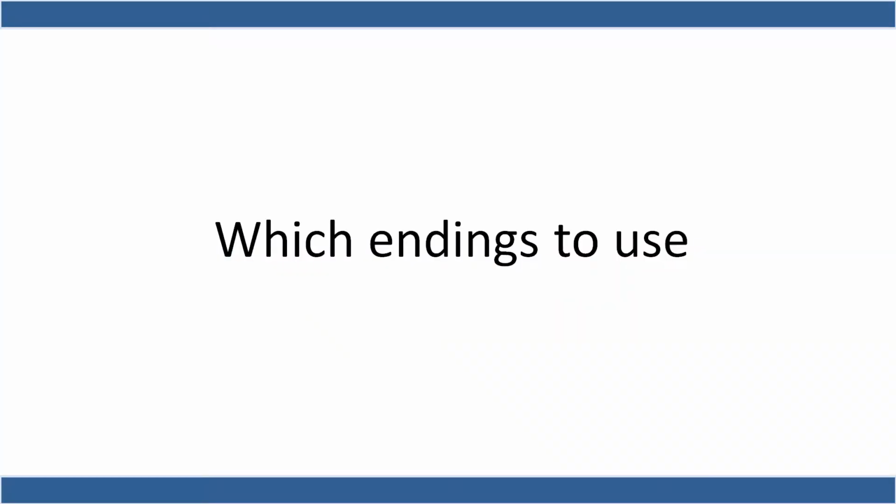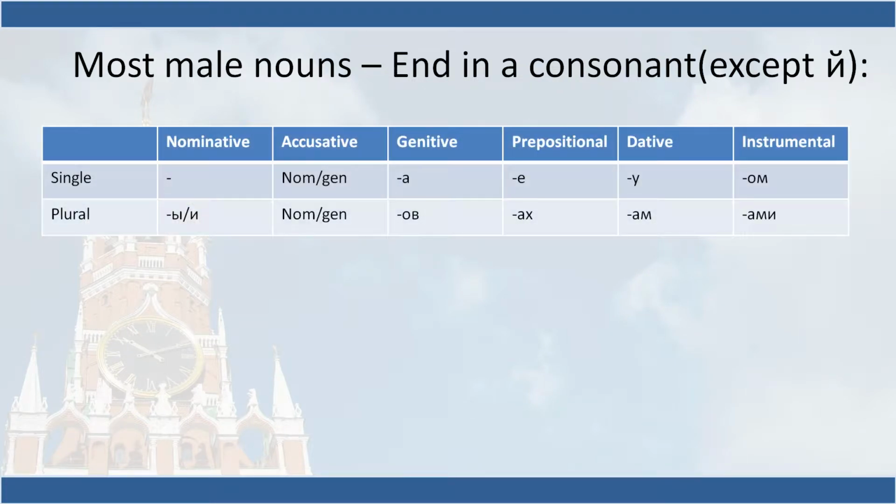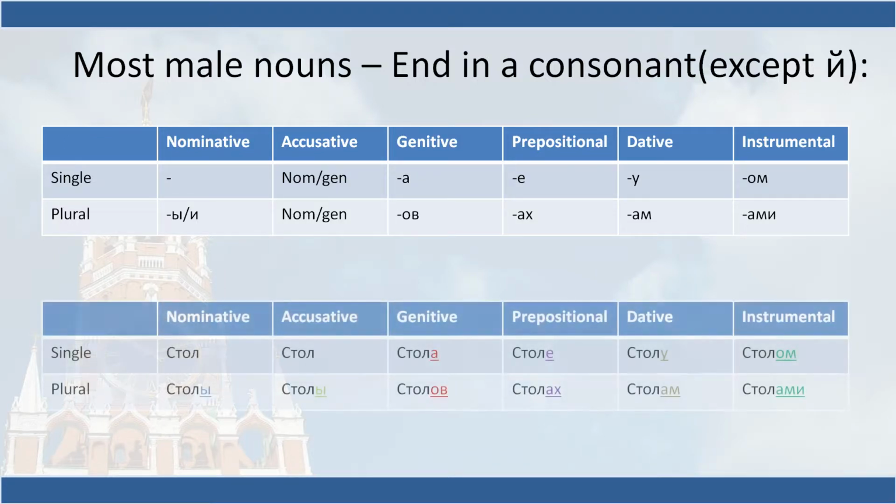Which endings to use? For this you have to memorize declension tables. Here is normally what they look like. I, however, learned through different tables. I used this order. This is for most male nouns except for when they end in this letter. I'm only going to show 3 of these, which are the most common. There are quite a few more of these tables, and I'll put a link to an article about it in the description. Here is an example with the word stol, for table.